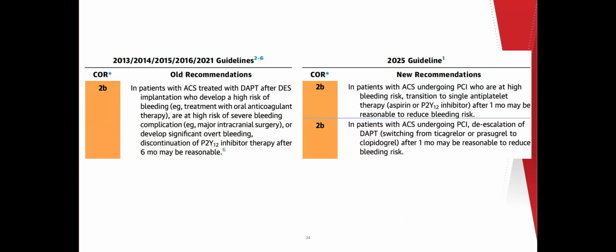Note that there are 2 statements here because one is going from dual antiplatelet therapy to single antiplatelet therapy, and the other is going from a stronger P2Y12 inhibitor to a less strong P2Y12 inhibitor. Specifically, the 2025 guideline says, in patients with ACS undergoing PCI, the escalation of DAPT, switching from ticagrelor or prasugrel to clopidogrel after 1 month may be reasonable to reduce bleeding risk. That's a Class 2B recommendation.